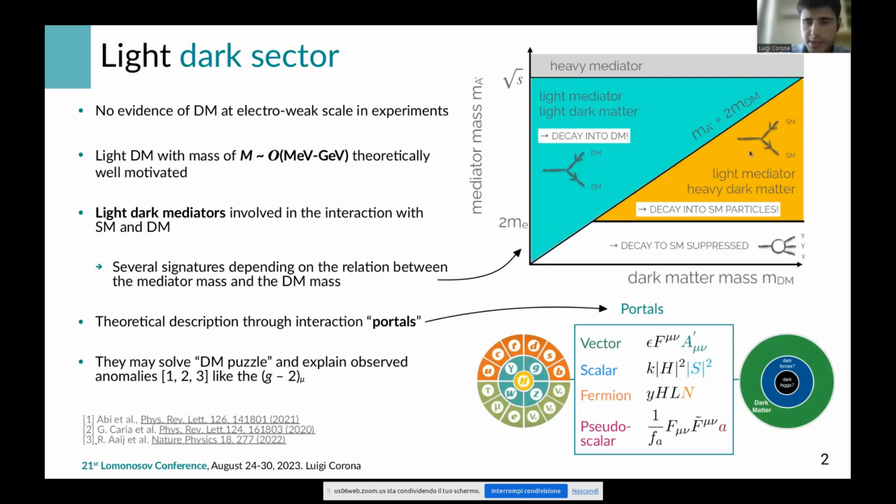And in experiment, we can have several signatures that are briefly summarized on this plot here. The description of the interaction is done through some interaction portals that depend on the kind of the mediators, as shown here. These extensions of the standard model are very interesting because they may solve the dark matter puzzle and also explain some of the long-standing anomalies observed, like the g-2 of the muon.